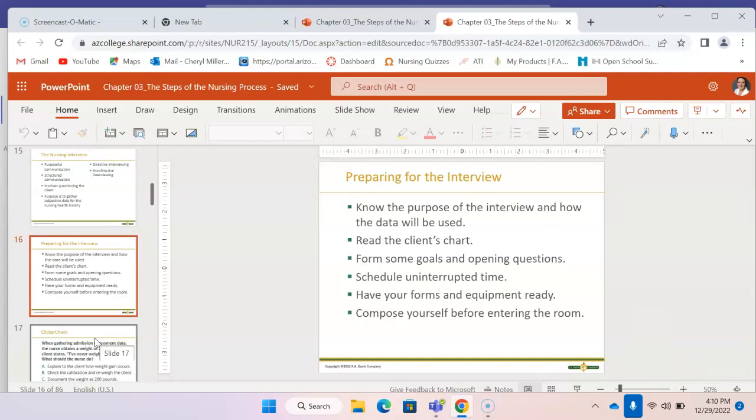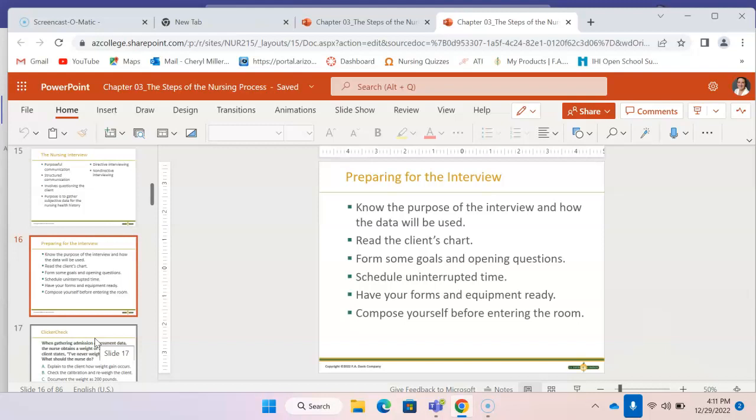Preparing for the interview. So know the purpose of your interview, know how the data is going to be used. That's usually the opening line for you. Hey, just here to admit you, I got a couple of questions to get a little history from you. We're going to use this to plan your care better and make sure you're right on the meds. Okay? You read the patient's chart first, you form some goals and opening questions, and then you schedule uninterrupted time and have your forms and your equipment ready. So that's usually opening up your computer and going right down through the list.